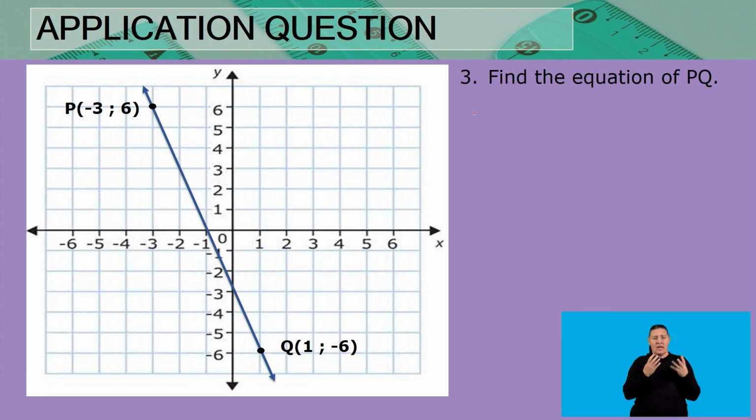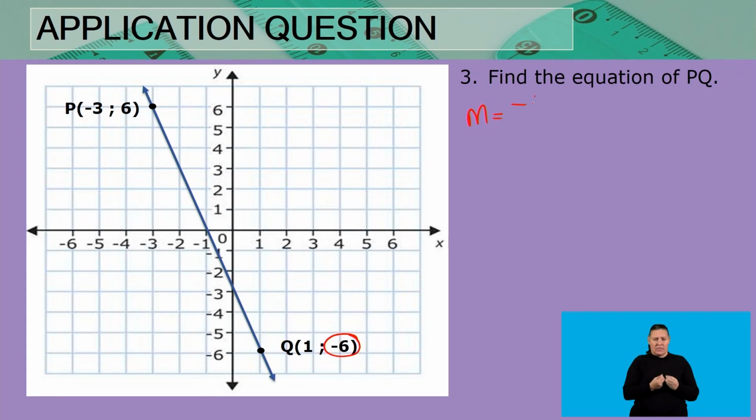When we calculate a gradient, remember we are working with the vertical change divided by the horizontal change. So let's start here with point Q. That will be our -6 minus our 6, and that is going to give us our vertical change. When we move over to the horizontal change, I'm going to start with point Q again. So that is going to be 1 minus, and we are subtracting a -3.